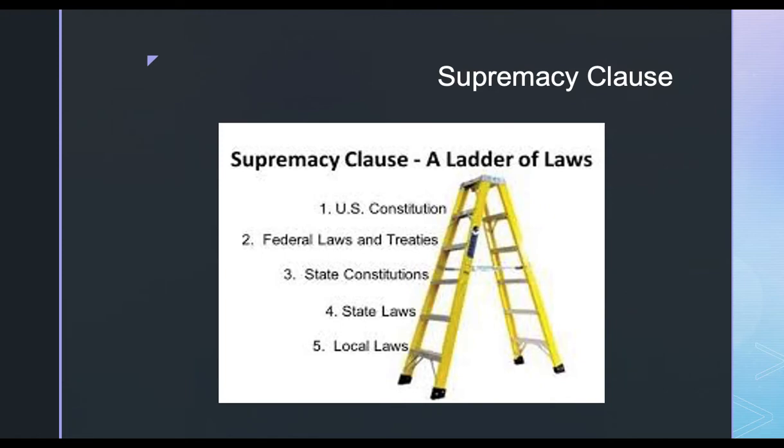Now, some couple key ideas as far as federalism goes. Understand the supremacy clause. We have that. So we have that idea, the ladder of laws, the chain of command.